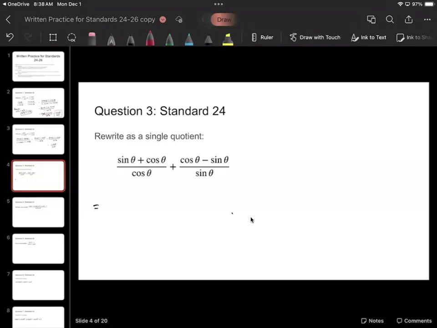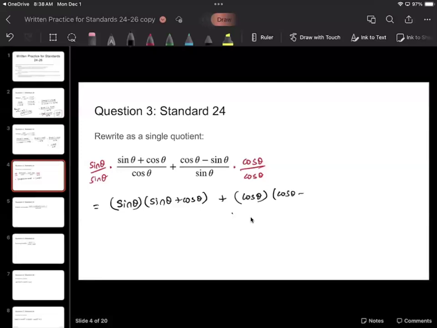So basically what you're trying to do here is you're multiplying the first fraction by sine over sine, and you're multiplying the second fraction by cosine over cosine. So in effect, you're multiplying both of them by 1, but this will make sure that your denominators match up. So then this is going to become sine theta times sine theta plus cosine theta plus cosine theta times cosine theta minus sine theta all over sine theta cosine theta.